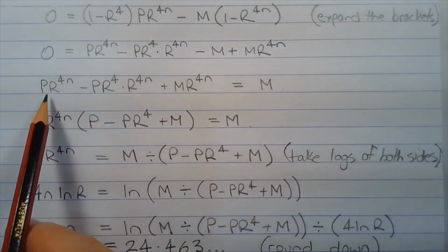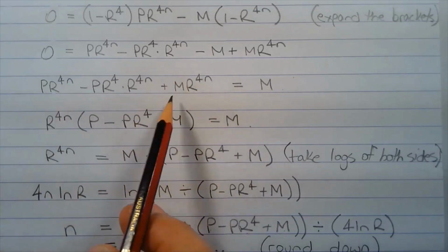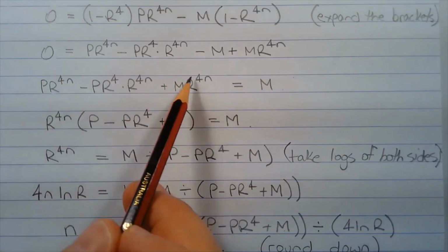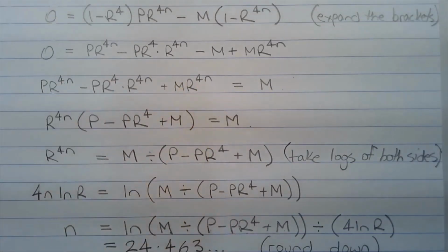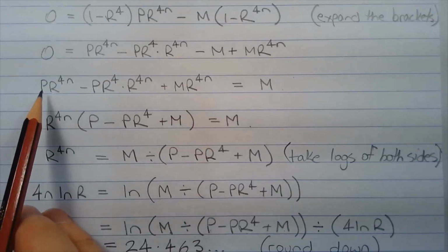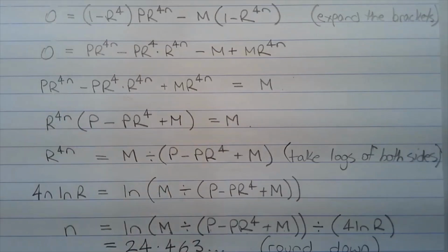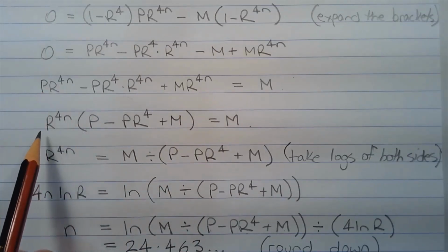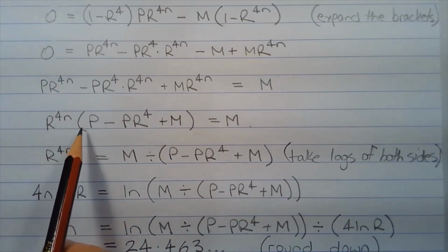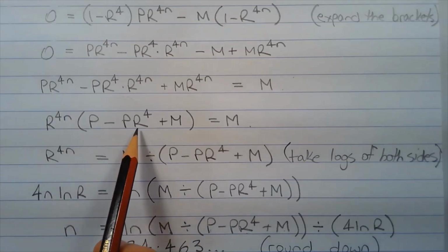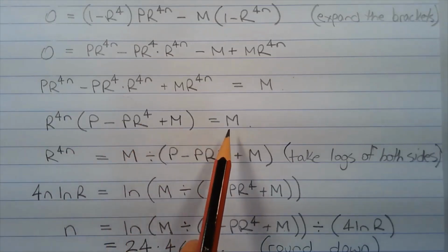Since we're going to make R to the power of 4n the subject, I wanted R to the power of 4n to be on the left-hand side of this equation. And notice that these three terms contain an R to the power of 4n component. And we're going to factorize that out. So we'll have R to the power of 4n outside of P minus PR to the power of 4 plus M is equal to M.